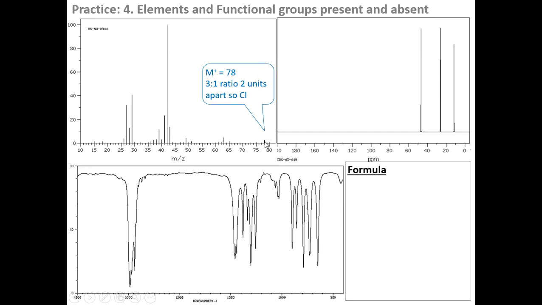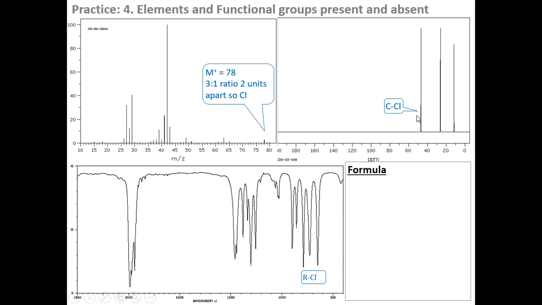So molecular ion of 78, always take the lower one, not the higher one of 80, because the more abundant isotope is the 35, so it gives us a molar mass of 78. We can see some very distinctive strong peaks here in the fingerprint region, which supports it. And these could be the carbon that is attached to a chlorine.